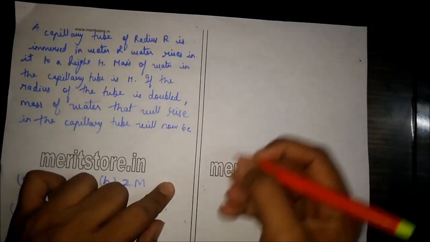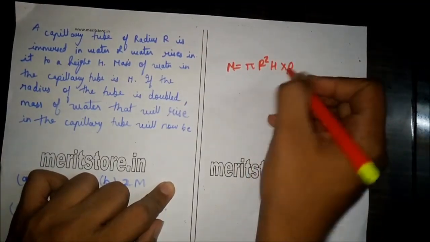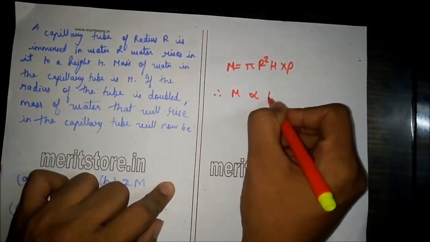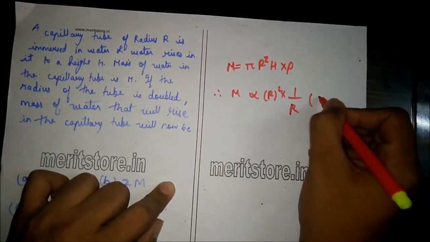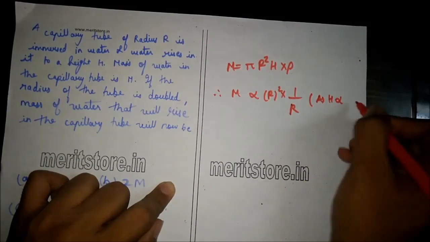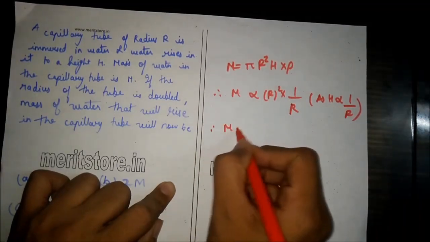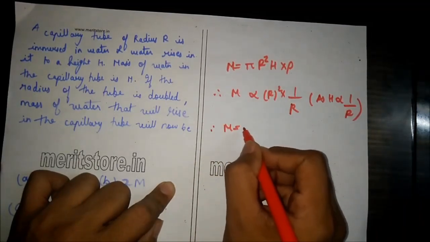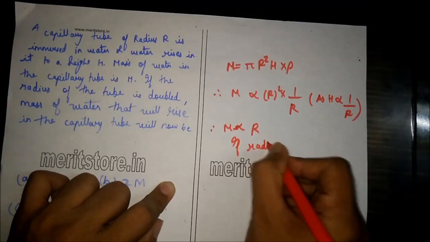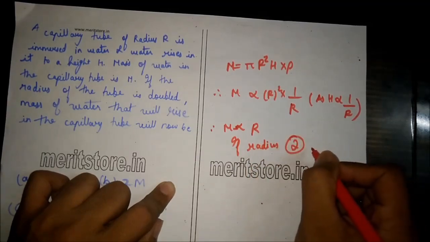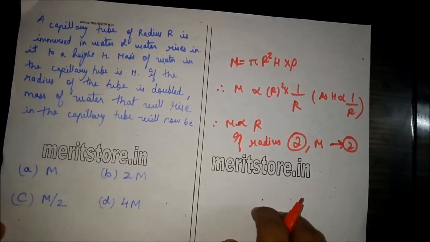Now the mass of the liquid in the capillary tube is given by m is equal to pi r square h into rho. Therefore we can say that m is directly proportional to r square into 1 by r, as h is inversely proportional to r. Therefore we write 1 by r in place of h. Therefore m will be directly proportional to r. Therefore if the radius r is doubled, then the mass will also become double. Therefore here the correct answer will be option B, 2m.